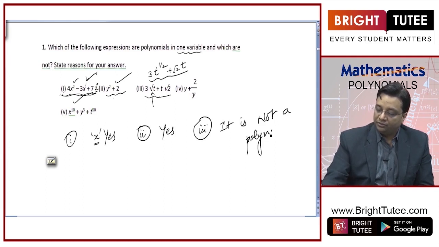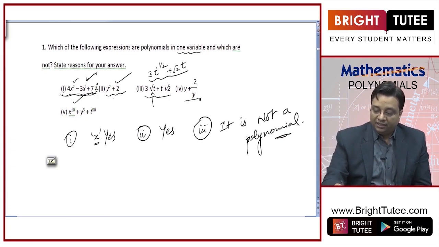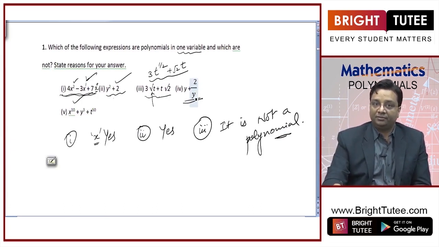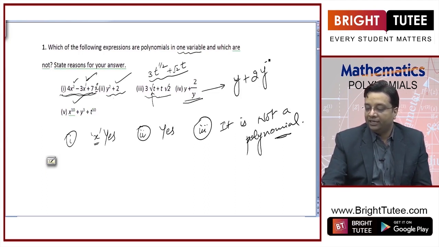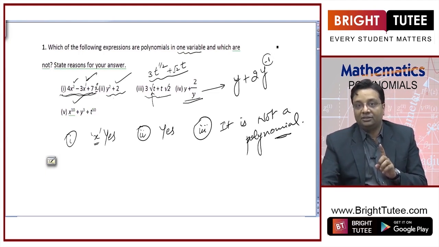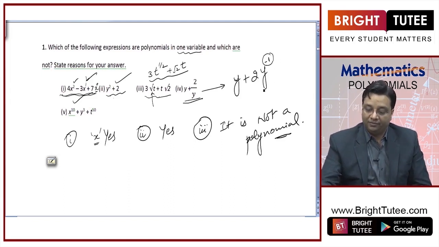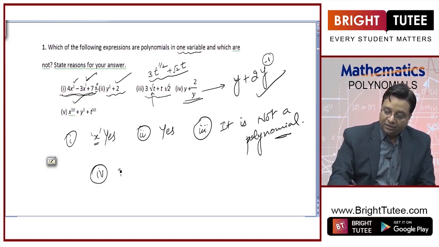So there is no question of asking whether it is a polynomial in one variable or not, because it is not a polynomial. Now the next one: is it a polynomial? It has only one variable. So is it a polynomial in one variable? No, it is not a polynomial, because this can also be written as y plus 2y raised to power negative 1, right? We only want powers of the variable as non-negative integers, which in this case is not. So the fourth part is not a polynomial.